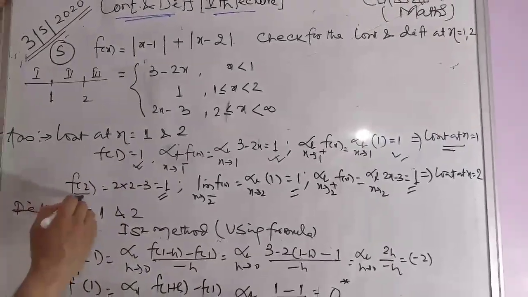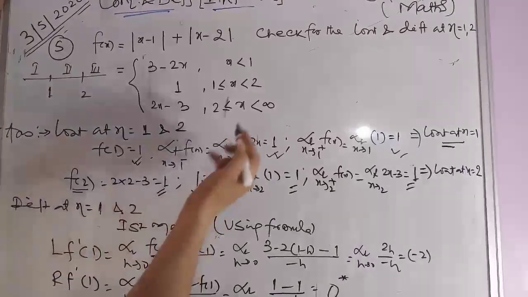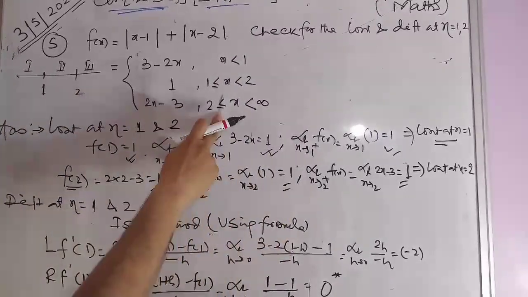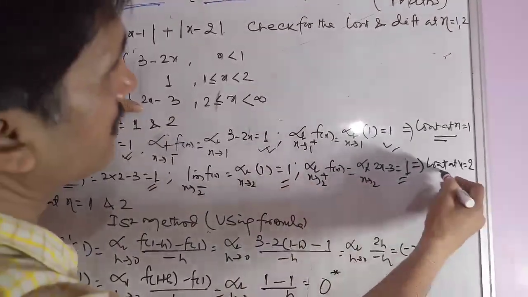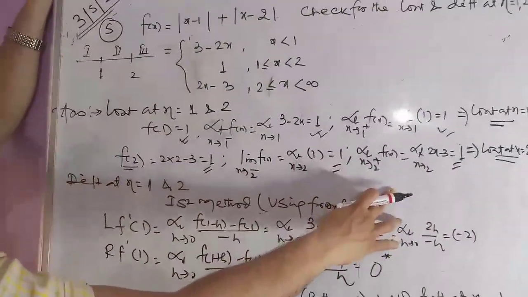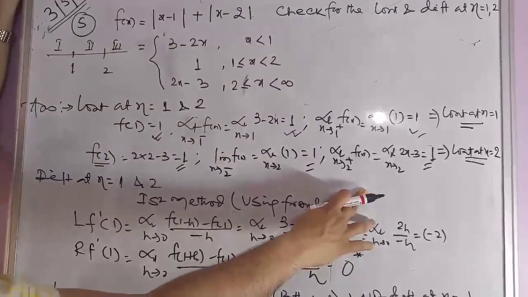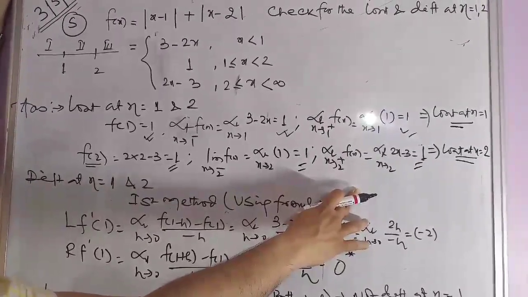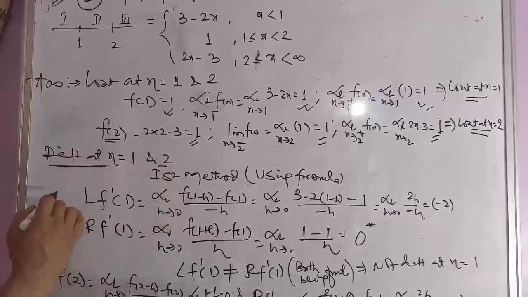Again f of 2 is 2 into 2 minus 3, that is 1. Left hand limit at 2, f(x) equal to 1. Using this we have result 1. Right hand limit at 2, using this definition we have result again 1. So continuous at x equal to 2. We know that if a function is differentiable, then the function is necessarily continuous. But if a function is continuous at a point, then it may or may not be differentiable at that point.